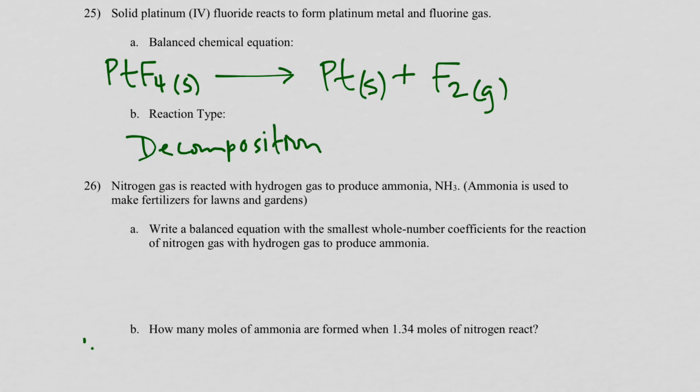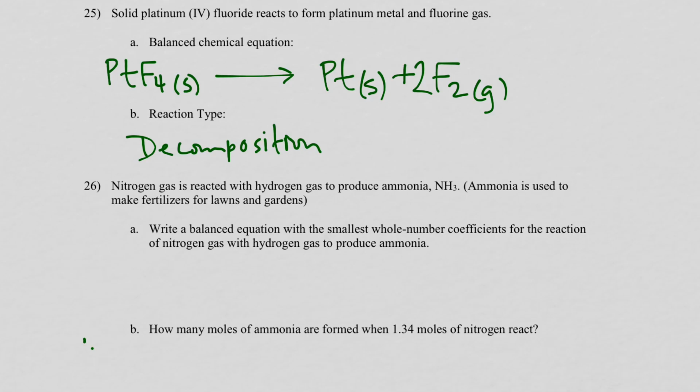Platinum's left to right, 1 and 1. Fluorine's left to right, 4 and 2, so we need a coefficient of a 2 in front of the fluorine. And that finishes number 25. That finishes the reaction writing and balancing, and then the type.